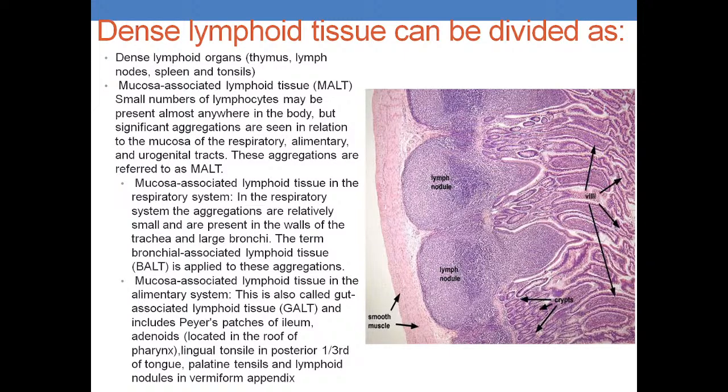Mucosa-associated lymphoid tissue in the alimentary system is also called gut-associated lymphoid tissue, GALT, and includes Peyer's patches of the ileum, adenoids located in the roof of the pharynx, lingual tonsils in the posterior one-third of the tongue, palatine tonsils, and lymphoid nodules in the vermiform appendix.